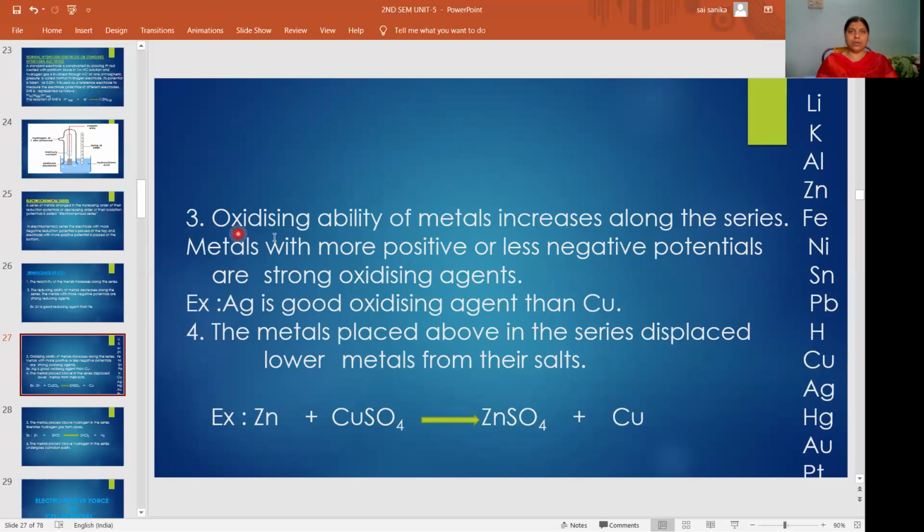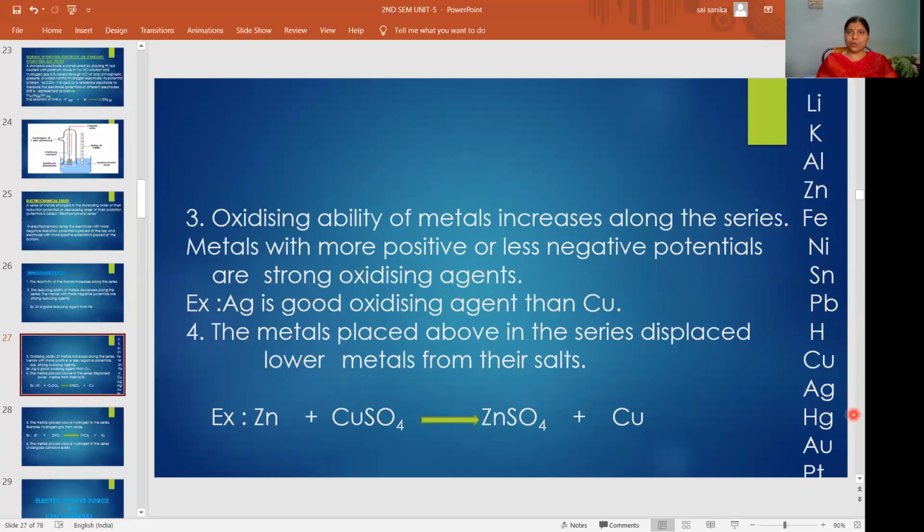And next, third point, oxidizing ability of metal increases along the series. So reducing ability, what is happening? Decreasing from the top to bottom. Whereas oxidizing ability, what happens? It increases along the series. Okay. So metals with more positive or less negative potentials are strong oxidizing agents. That means topmost elements are undergoing oxidation, they are good reducing agents. Bottommost elements are undergoing reduction, they are good oxidizing agents. So from top to bottom, reducing ability decreases. From top to bottom, oxidizing ability increases.